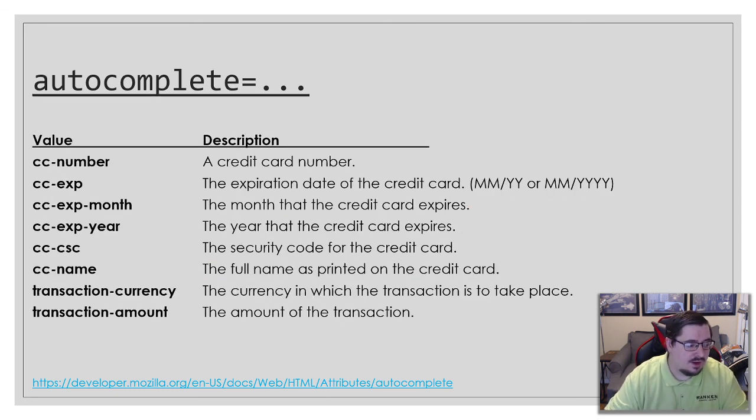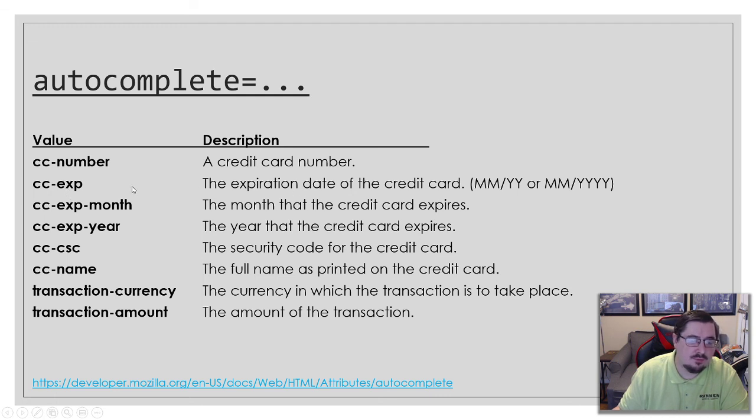All right, so we talked about addresses. Let's look at what the tokens are for credit cards. If we're working with payment instruments, it's a little bit more than credit cards, but it's typically what we use this for. So cc-number, that's the token for your credit card number.